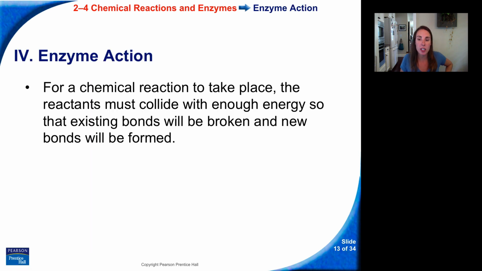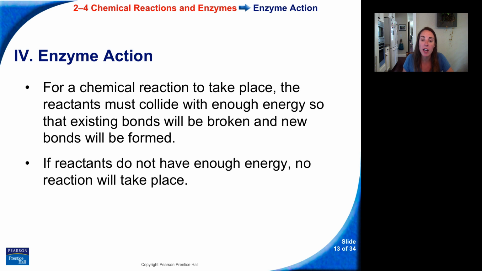So for a chemical reaction to take place, the reactants must collide with enough energy so that existing bonds will be broken and new bonds will be formed. If the reactants do not have enough energy, no reaction will take place. So it's like you saw in the video. Closely packed together, those atoms can react very quickly. But if they're far apart, they're most likely not going to react until they come into contact with each other. So what enzymes do is help bring those reactants together so that it happens quickly.